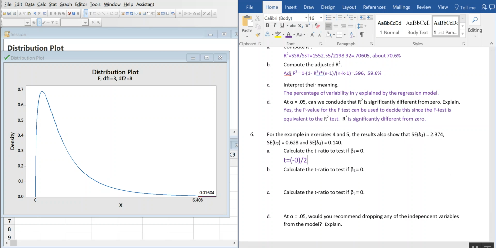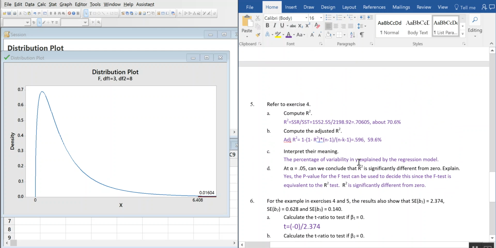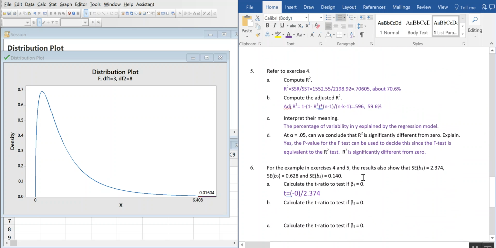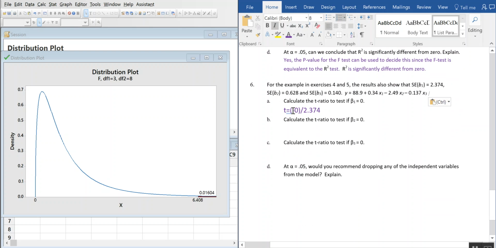So for this first one, that's 2.374. Then I need to go up and grab the slope for this first one. I think I'm going to grab the whole equation and copy it down below so that I have it to work with for this question, which I should have done in the first place since they're so far apart now. My first slope, my B1 slope, is 0.34. And if you calculate that ratio, you get 0.14 for that t-value.